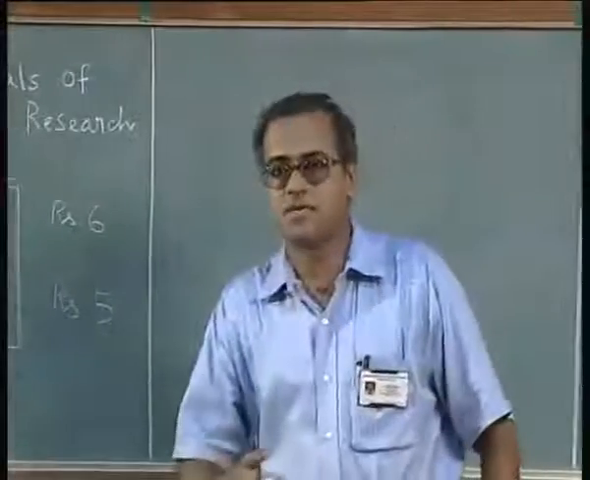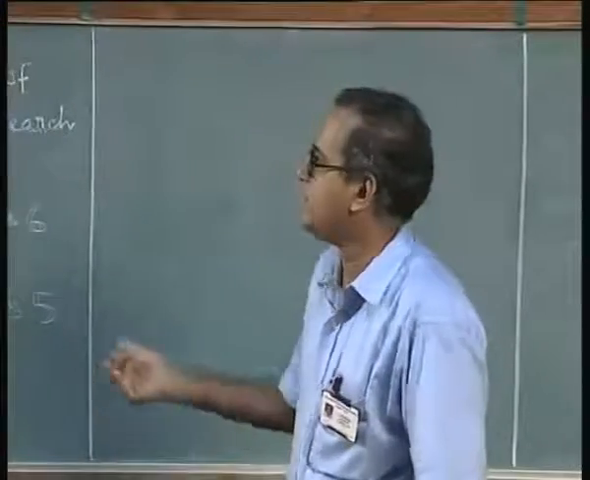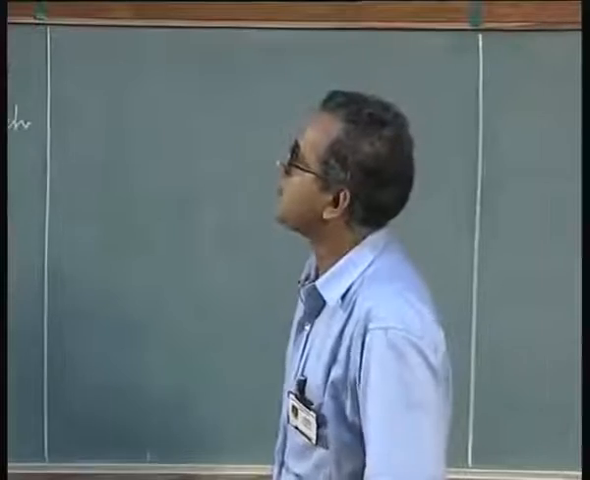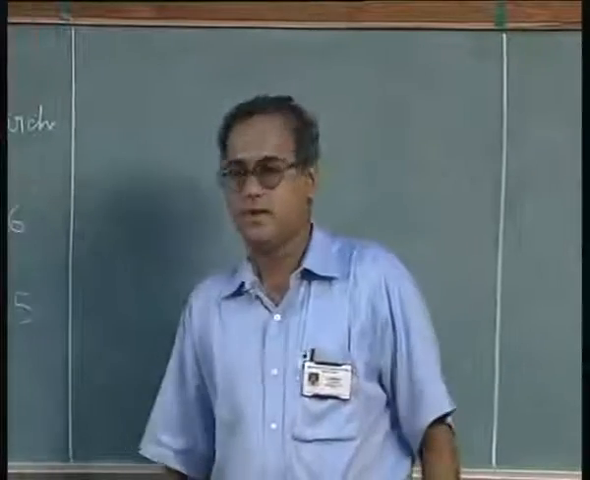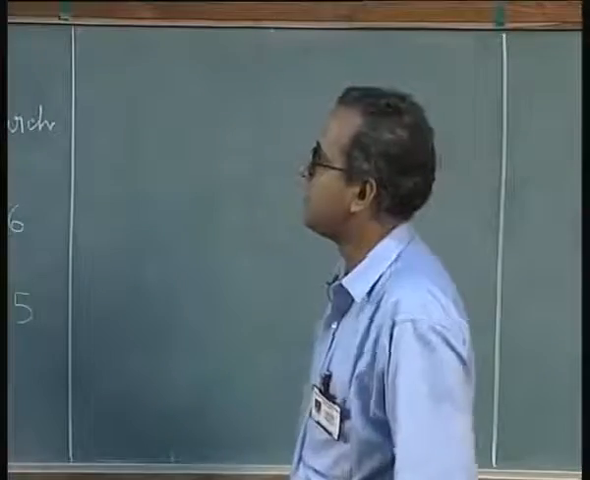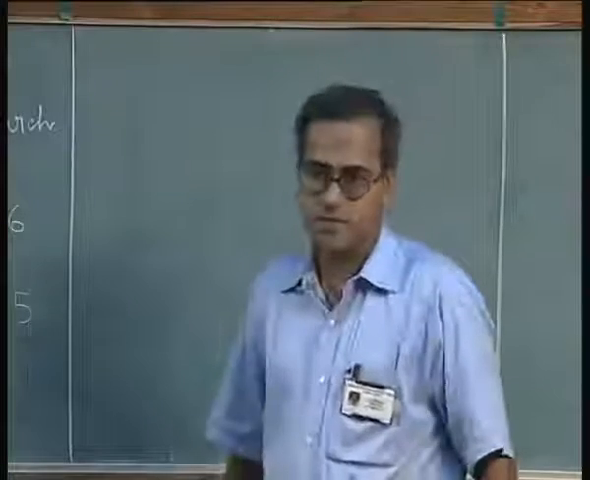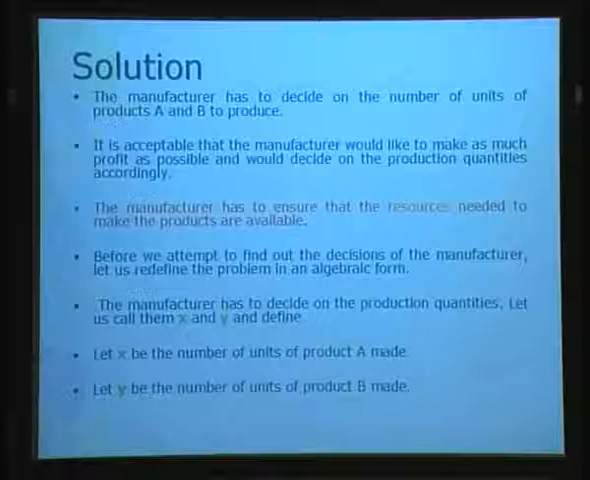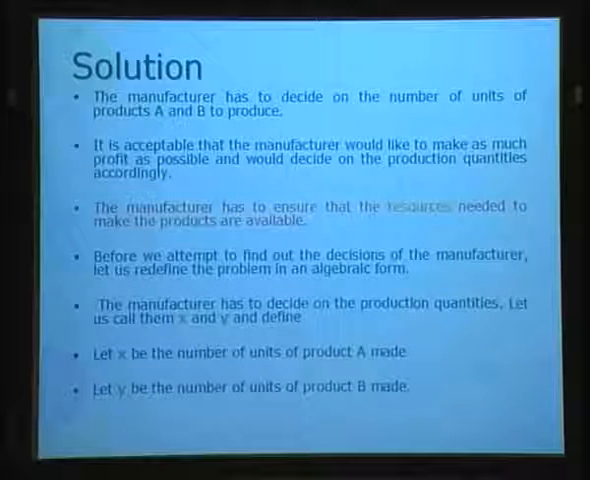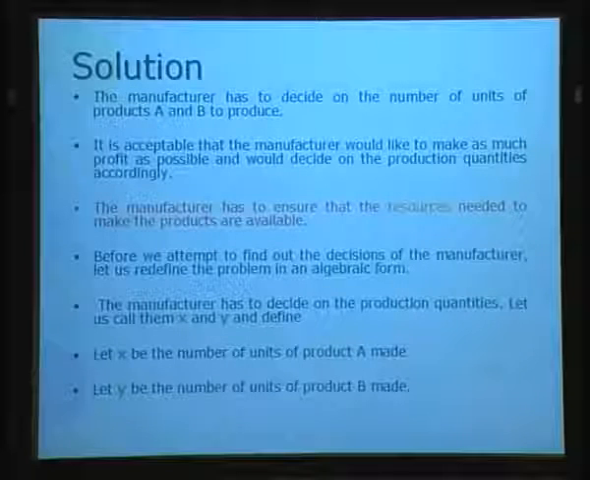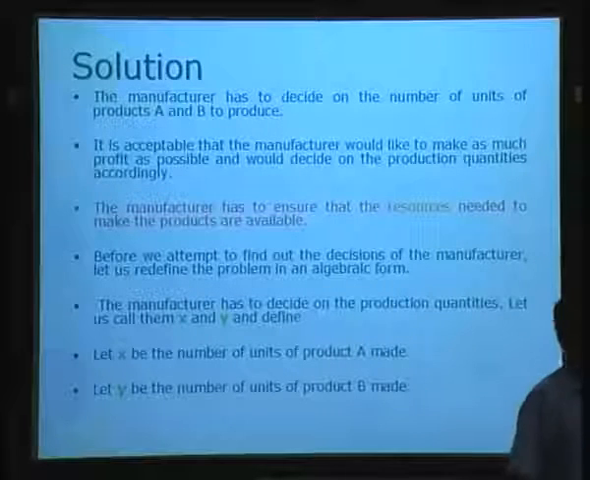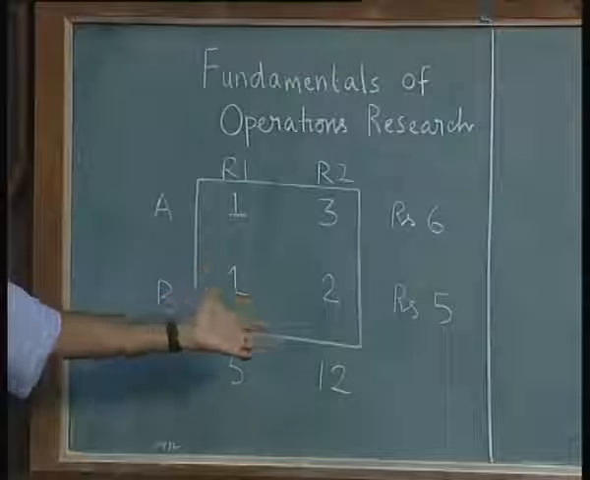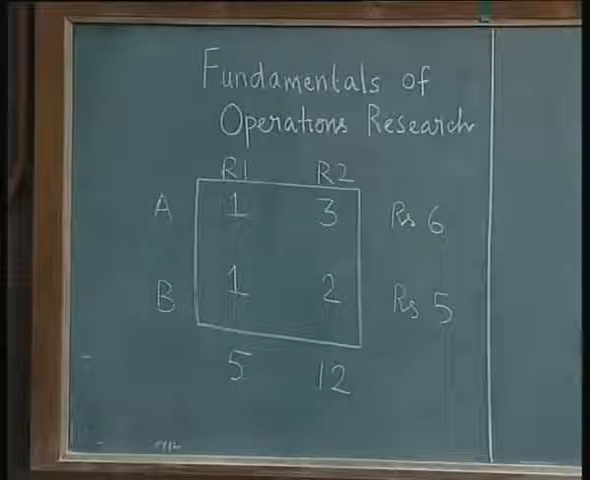How does the manufacturer go around formulating his problem? Now the first thing is the manufacturer has to decide on the number of units of A and B that is to be produced. It is also reasonable to assume that the manufacturer would produce this A and B in such a way to maximize the profit. So the first thing that the manufacturer has to do is to decide or determine how many units of A and how many units of B he or she is going to produce.